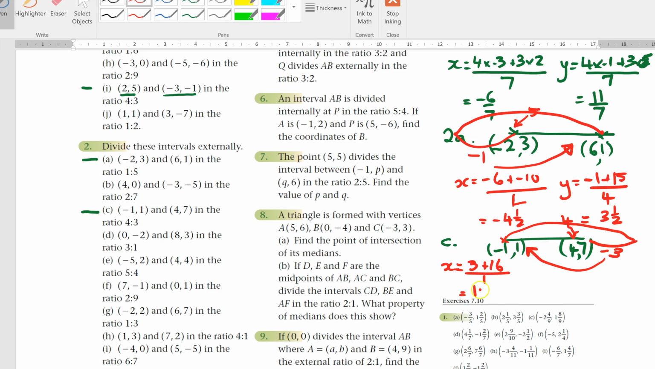So my x value is 19, and my y value, got -3 times 1 to give us -3, and 4 times 7, which is 28, and that's all over 1, so that will give us 25. So my point out here for the external division should be the point (19, 25).